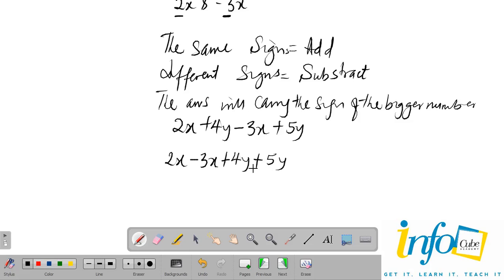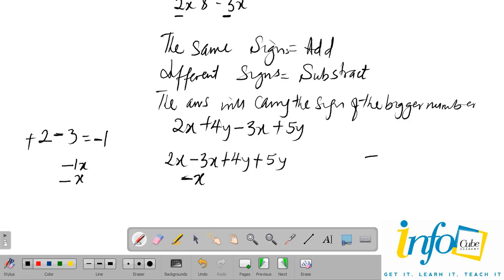The next thing we're going to do is to add the numbers in front of it, which are the coefficients. So for this one, I'll have plus 2 minus 3. What will it give us? They are different signs, so I subtract: 1. Then the bigger number is 3. It has minus, so I'll put the minus. So I have minus 1x. Remember that this can be written as minus 1x or minus x. They are the same thing.